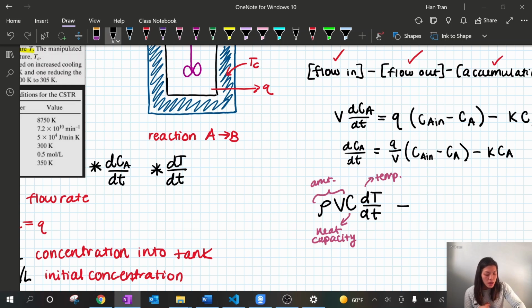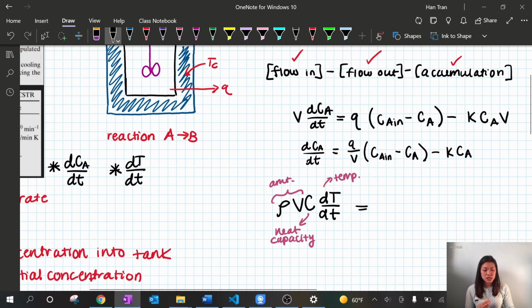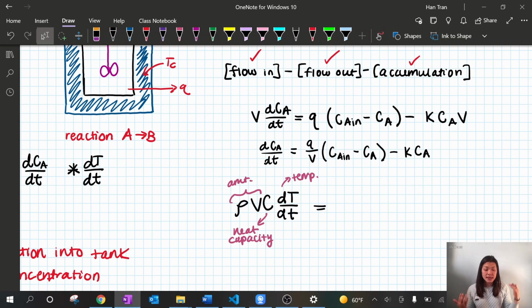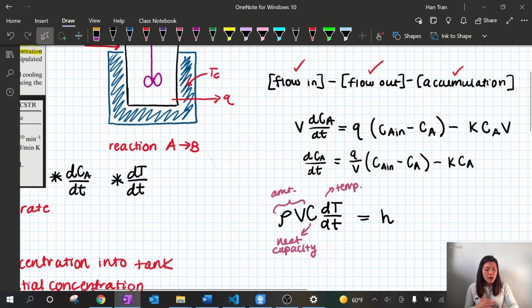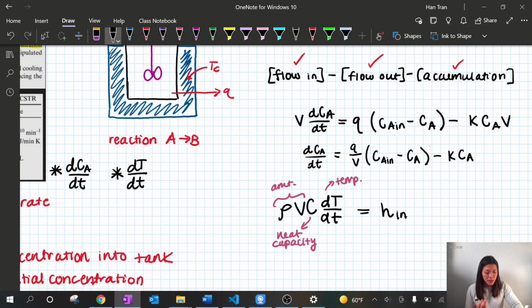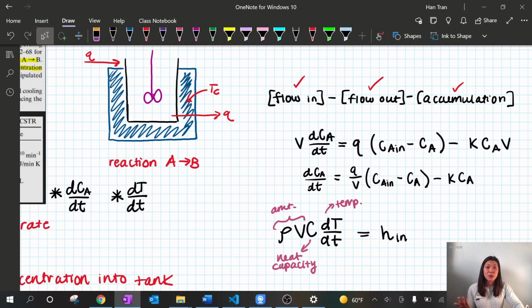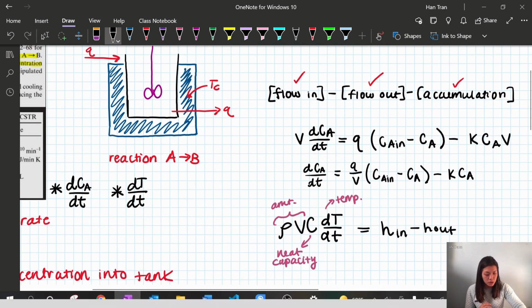And so that's going to be the internal energy, and it's going to be a change in internal energy based on the change in temperature, but that change in internal energy is going to be due to the total enthalpy. So we have enthalpy that is going into the tank because there's a flow going into the tank, but then we also have enthalpy going out of the tank because there's flow coming out of the tank. And so that is our total enthalpy.